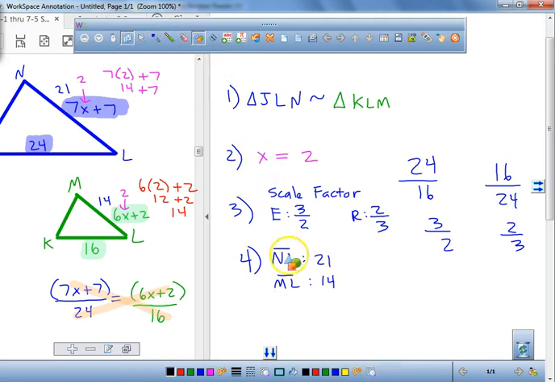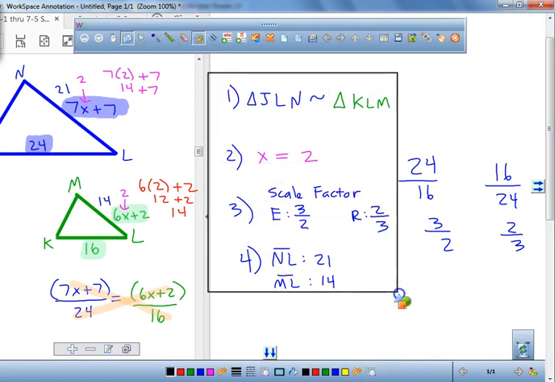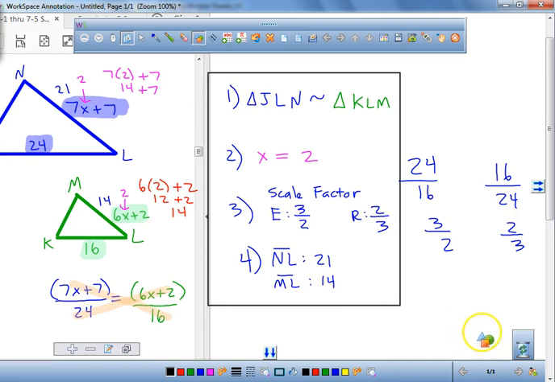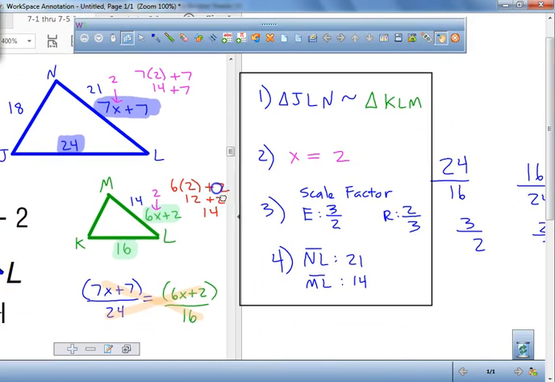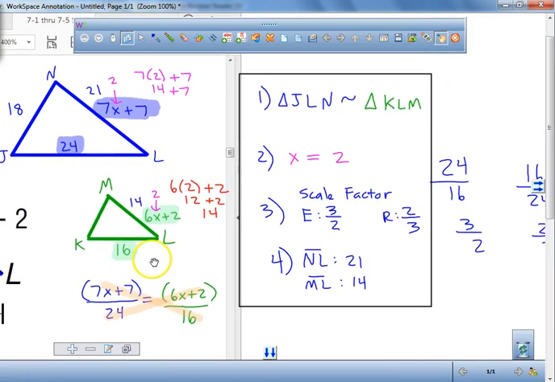Your final answer is all of this right here. Those are the 4 things that I'm looking for you to be able to find on all of the other problems. This is the last example I'm doing for similar triangles.